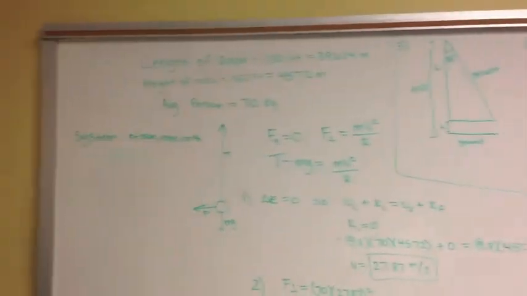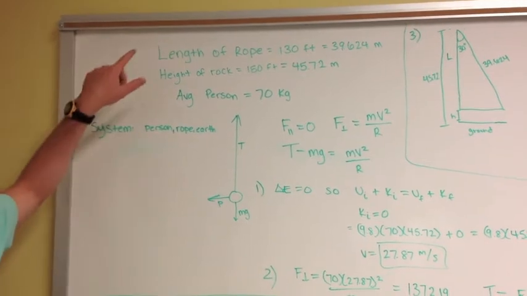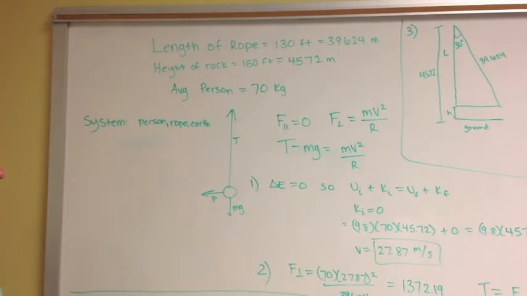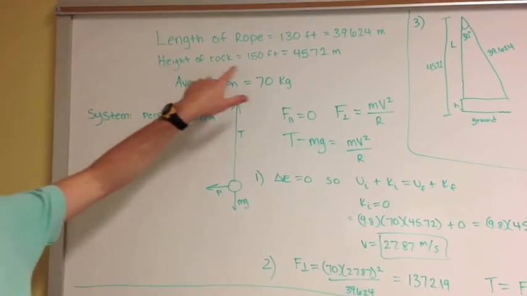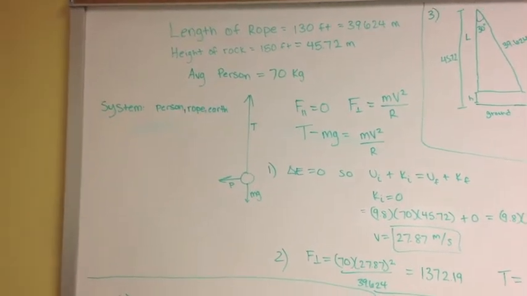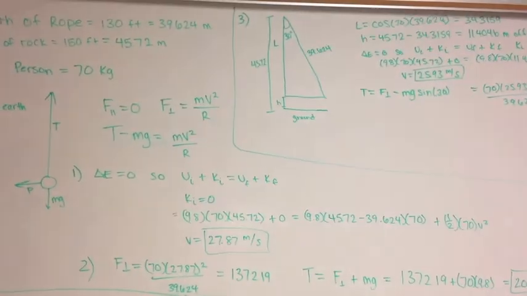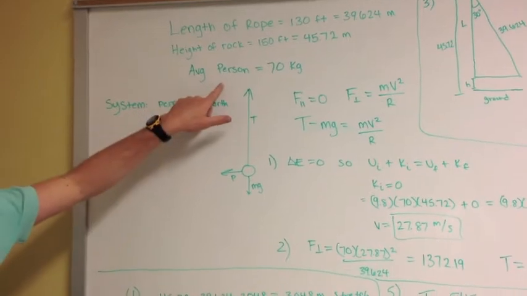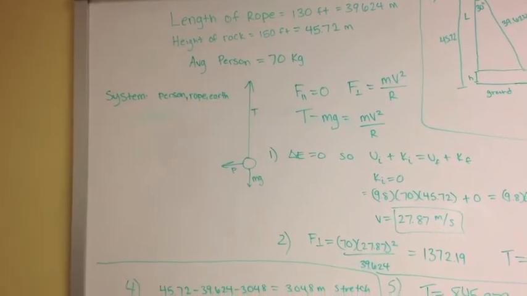So at the beginning we watched the info video. They tell us that the length of the rope is 130 feet, which is 39.624 meters. The height of the cliff is 150 feet, which is 45.72 meters. And they tell us that at the bottom of the swing they are 10 feet off the ground, so we'll use that later. We took the average person's weight to be about 70 kilograms.